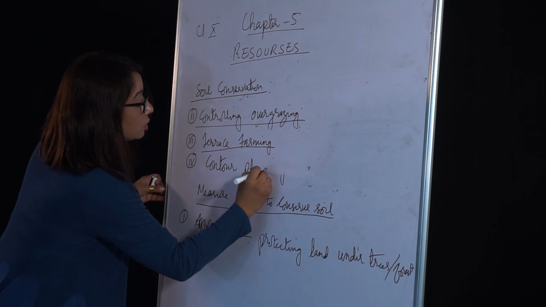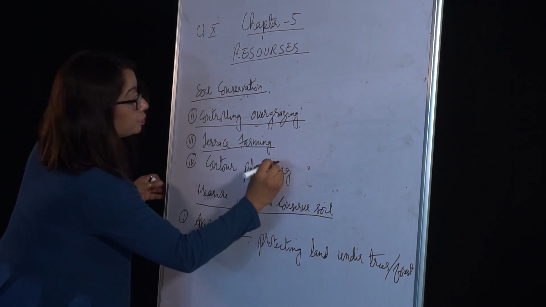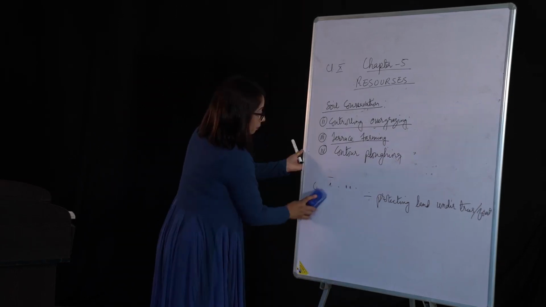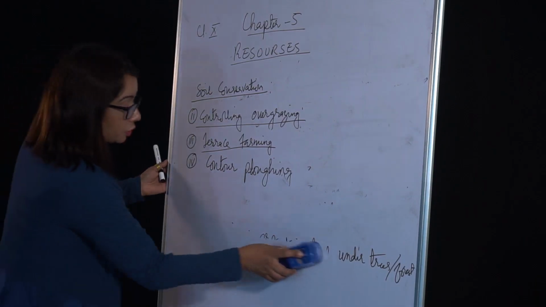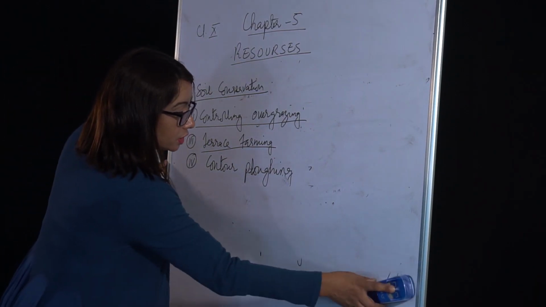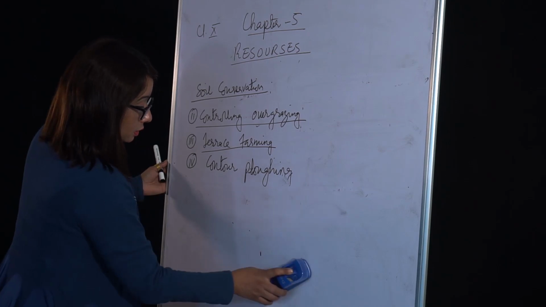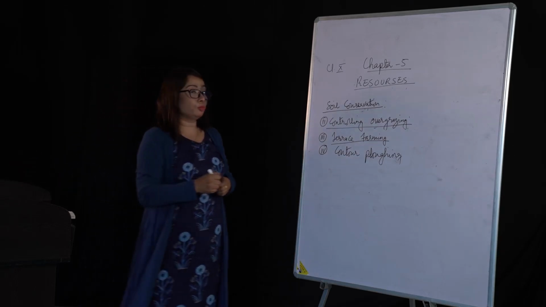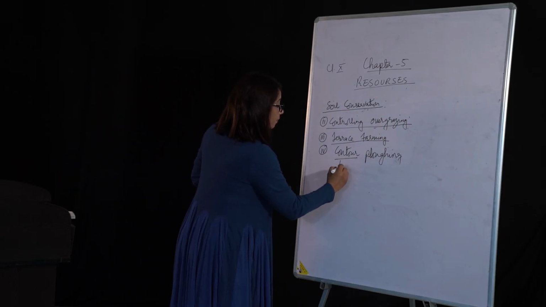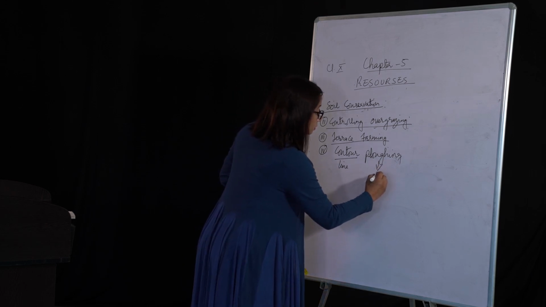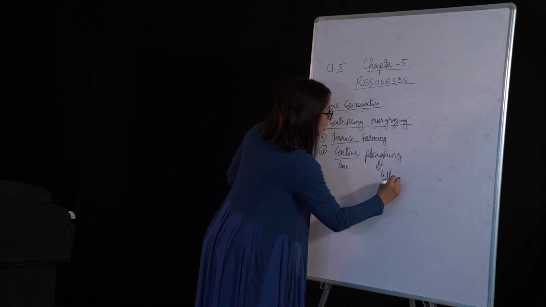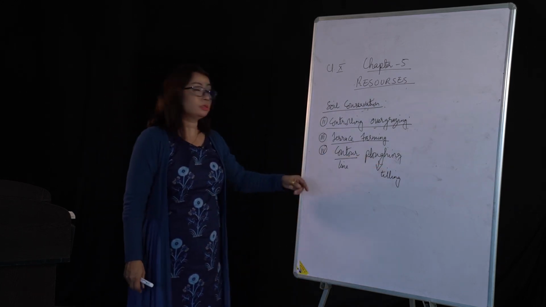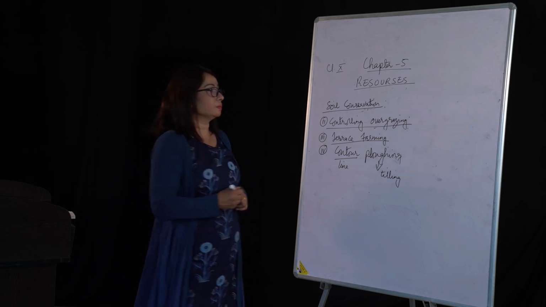The next one is contour plowing. Please listen carefully, because many students get confused with this term, and the way it is written in the textbook, you find it difficult to understand. Contour means line, okay? And plowing means tilling, tilling or digging the soil. So contour plowing means digging the soil in a line.